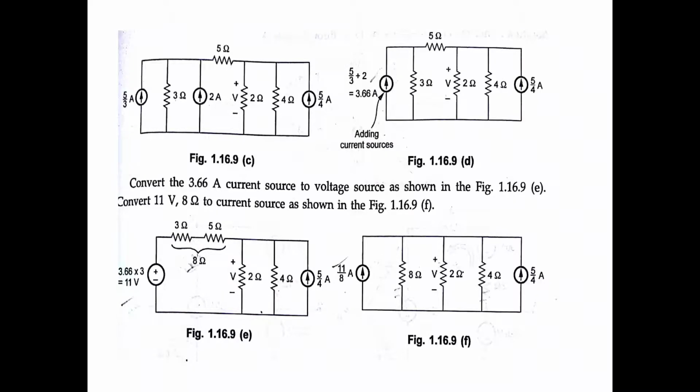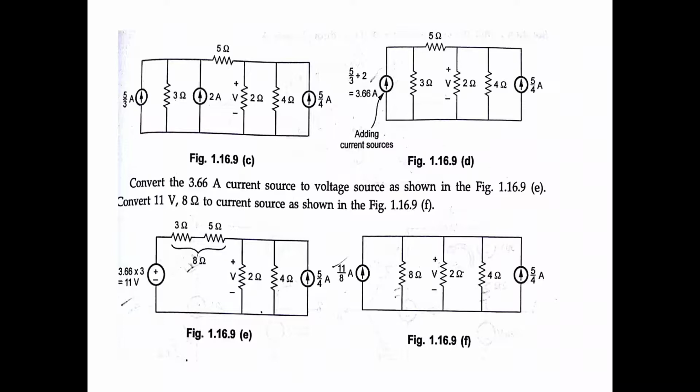5 by 3 plus 2. Why plus 2? Because of this 2 ampere current: 1.66 plus 2 is 3.66. The remaining 5, 2, 3, 4 stay as they are. Here also 5 by 4 amps. Adding the current sources, 1.66 plus 2, that is 3.66.